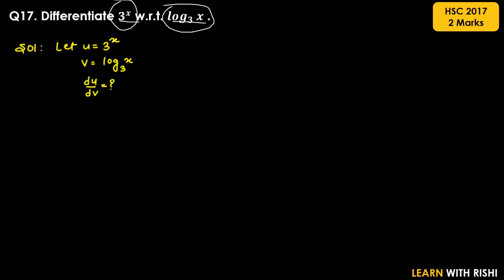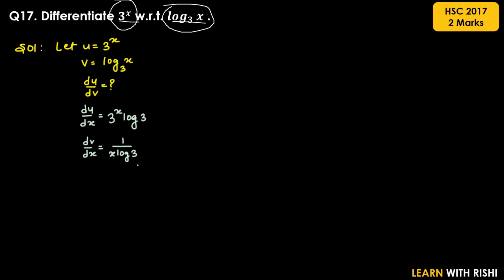Now u is a function of x, v is a function of x. So this is a parametric function. First we'll find du by dx and dv by dx. So du by dx is equal to a raised to x log a, so 3 raised to x log 3. And dv by dx is derivative of log x, but here the base is not e, base is some constant. So it is 1 upon x log of constant. So here it is 3, 1 upon x log 3.